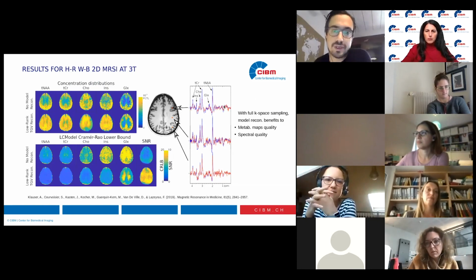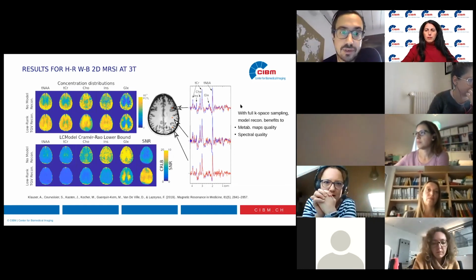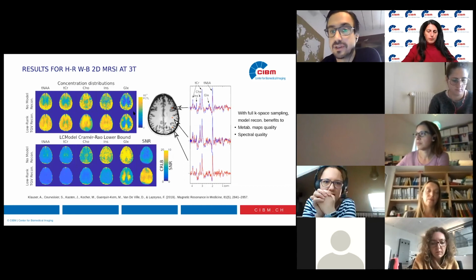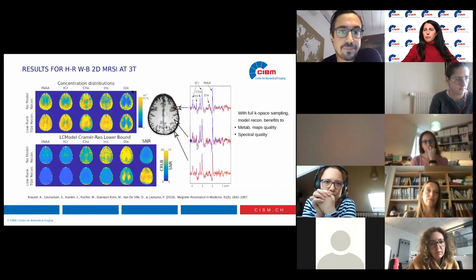Normally, the low concentrated metabolites are also improved by the model reconstruction. For instance, on these slides, you can see clearly that the maps that are the most improved are inositol and GLX. Well, inositol in this case is not so low concentration, but GLX is, or at least the signal is lower, not the concentration. And most of the time it improves due to the low rank assumption.